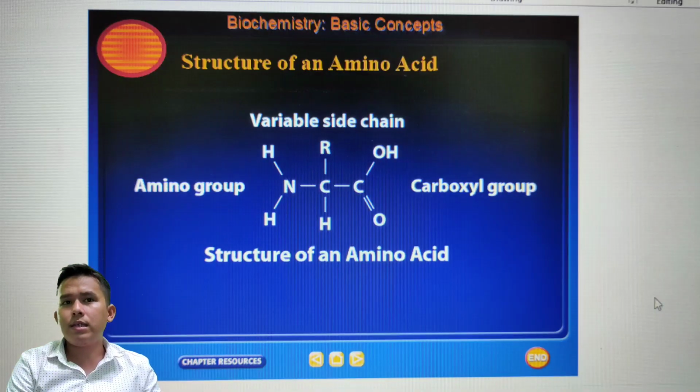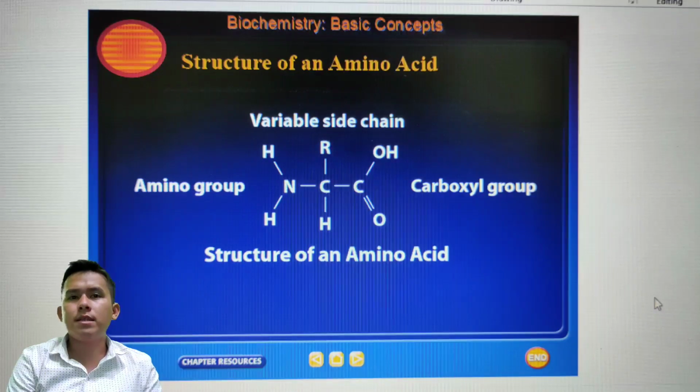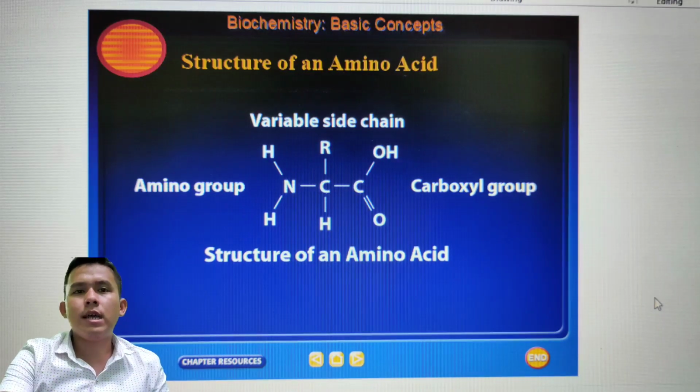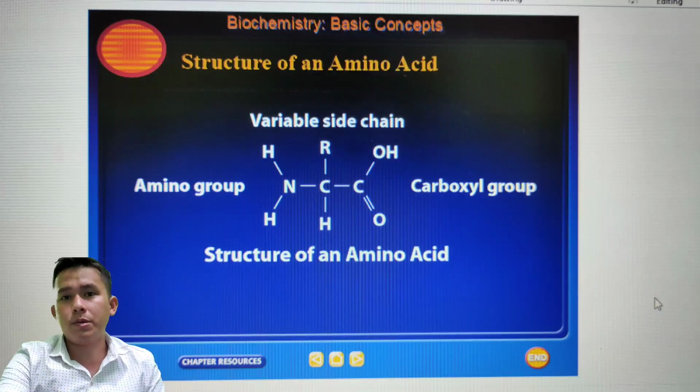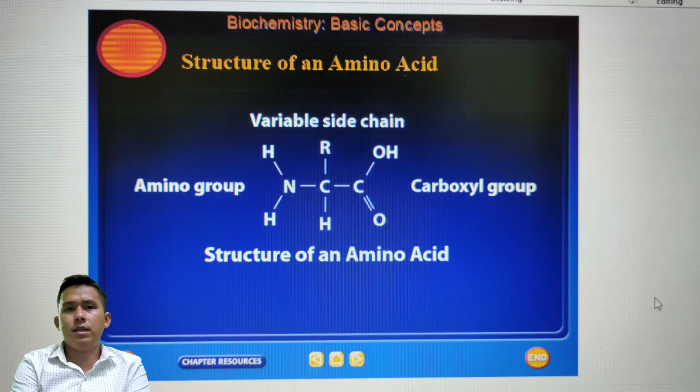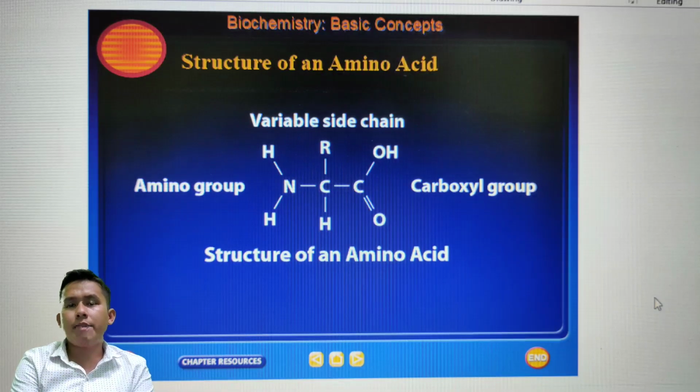An amino acid has a central carbon atom to which are bonded a carboxyl group, an amino group, a hydrogen atom, and a variable side chain designated as R. Just like this structure that I'm going to show you. This is a simple structure of an amino acid. We have the amino group and the carboxyl group.